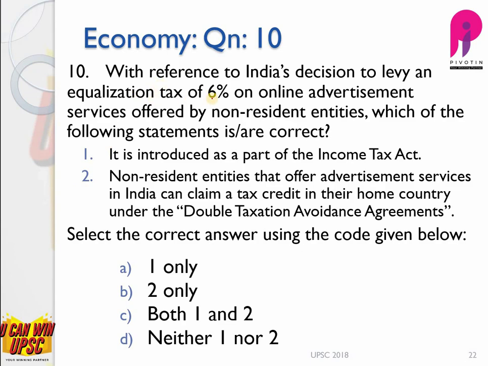Question number 10. This is regarding equalization tax. Equalization tax is levied on foreign e-commerce companies who earn their income from India. And this question is really tough as it deals with the technical aspects and not the analytical part. So statement number 1, it is introduced as part of Income Tax Act. No, this is wrong. It was introduced as a separate legislation in the Finance Bill. And NR entities that offer advertisement services in India can claim a tax credit in their home country under the DTAA. This statement is also wrong because it is not mentioned in Income Tax Act and hence the entities cannot claim tax credit under DTAA. So the answer for this question is D, neither 1 nor 2.